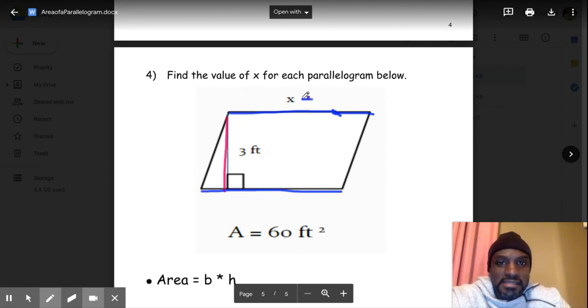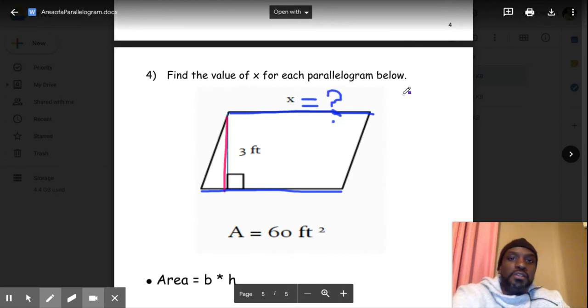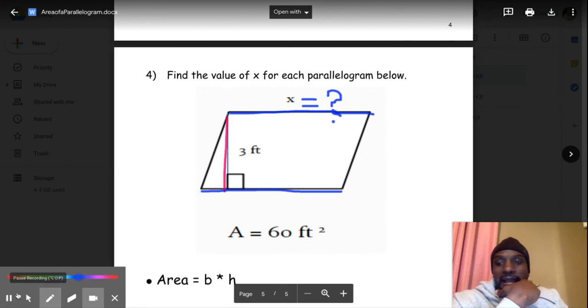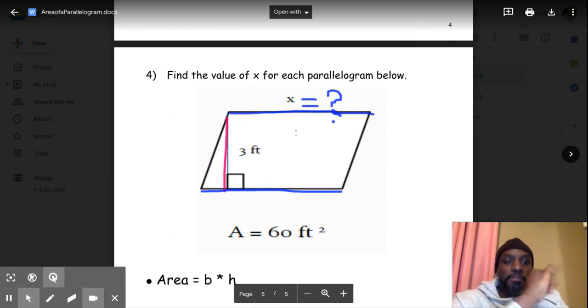So what does this equal? We do not know, so we're going to put a question mark. I'm going to try my best to put a question mark there. So that's a question mark. And that's Mr. Hunt's sloppy question mark. Now, my area is 60 feet squared. I know what my height is. My height is 3. What I'm missing is my base.